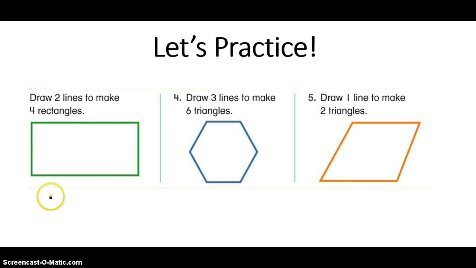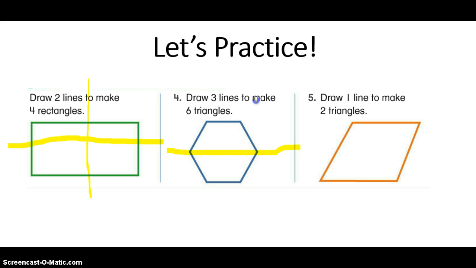Okay, now let's practice drawing some lines. So here it says, draw 2 lines to make 4 rectangles. So I will draw this way, and there's 2 rectangles. And then I can draw this way to make 4 rectangles. Let's look at this example. Draw 3 lines to make 6 triangles.